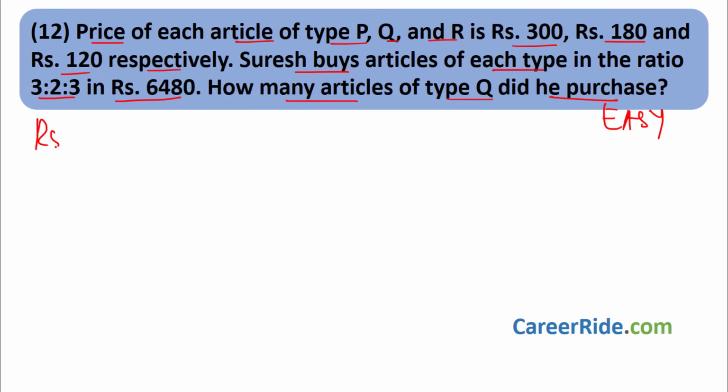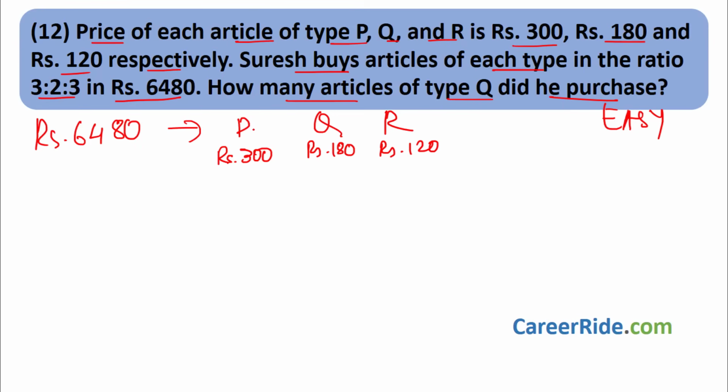Suresh in total spends how much rupees? 6480. On what? He buys articles of 3 types. Okay, of P, of Q and R. Type P article rate is rupees 300 per article. For Q it is rupees 180 per article, for R it is rupees 120 per article. Of type P, Q and R, how many articles did he buy?